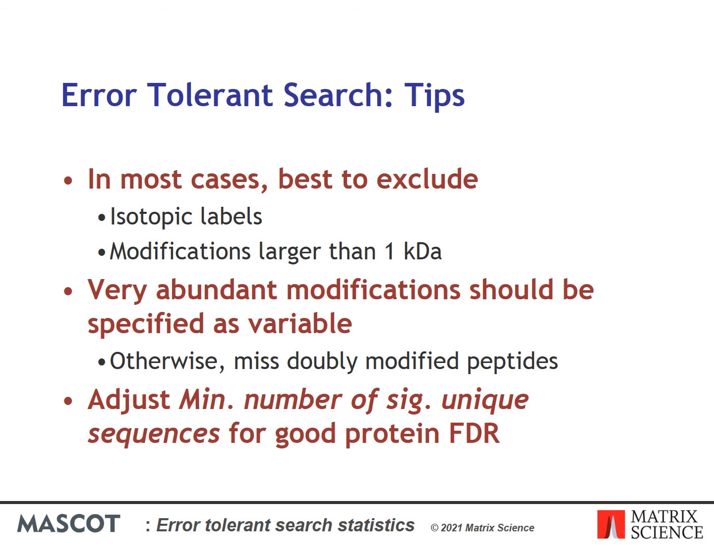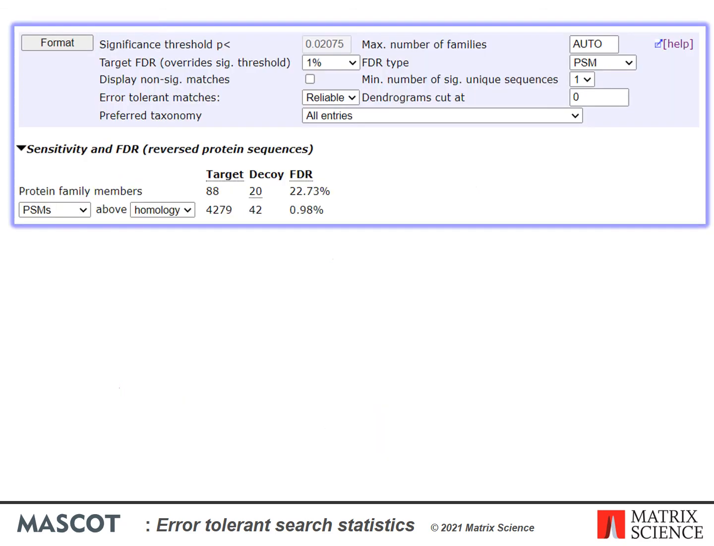Even when the false discovery rate for peptide sequence matches is well controlled, the FDR for proteins will often be high for an error-tolerant search because we're searching just a few entries in the second pass. In our example search, at 1% false discovery rate for peptides, the protein FDR is 23%, which sounds just awful. This is simply because the 42 significant decoy matches to peptides are scattered randomly across 20 decoy proteins.